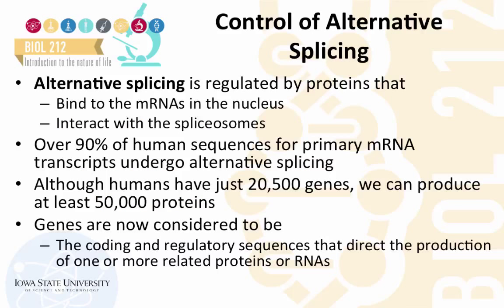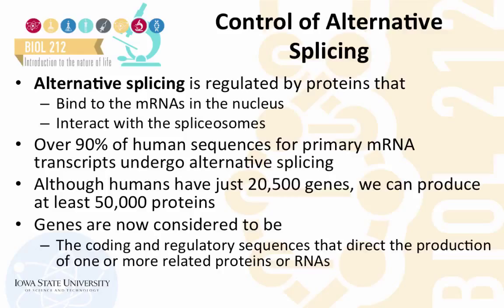Alternative splicing is regulated by proteins that bind to the mRNAs in the nucleus. These proteins interact with the spliceosomes, which are complexes that catalyze the splicing of mRNAs. Over 90% of human sequences for primary mRNA transcripts undergo this process of alternative splicing. Although humans have just 20,500 genes, we can produce at least 50,000 proteins. This is more than twice the number of genes that we have.